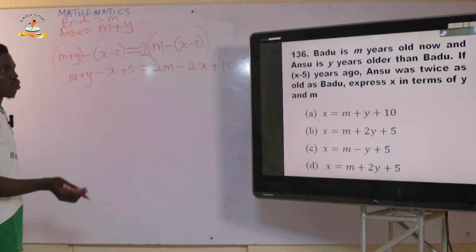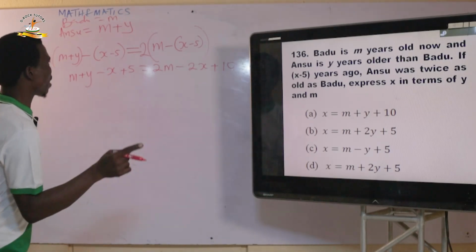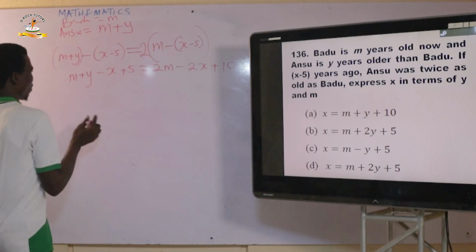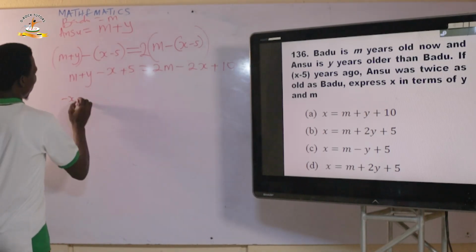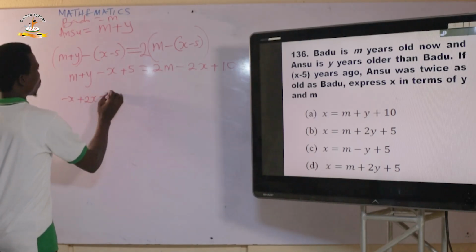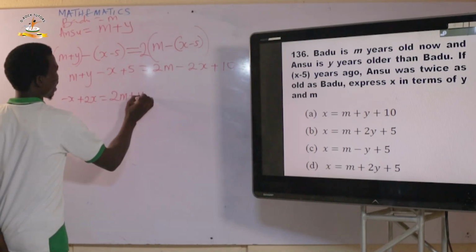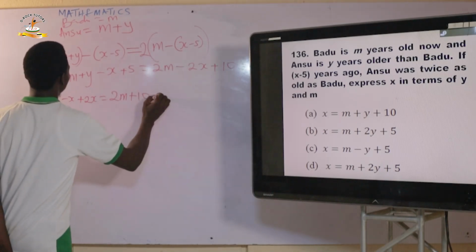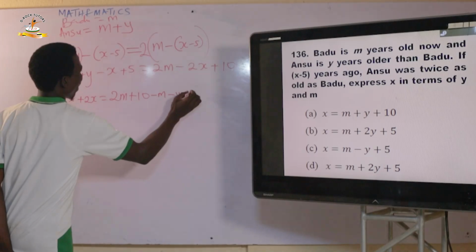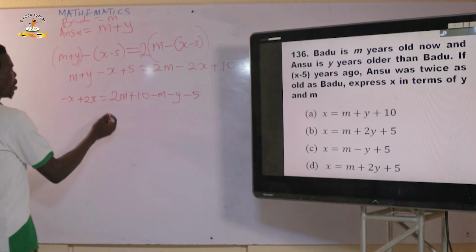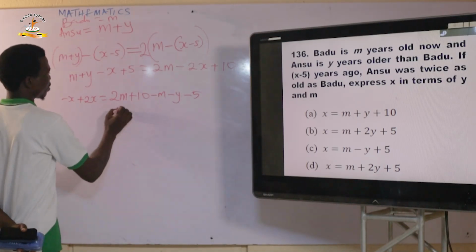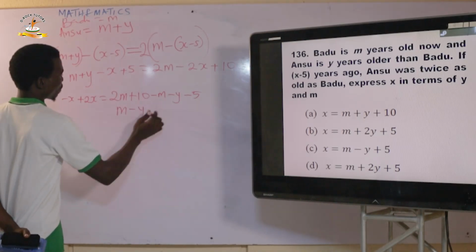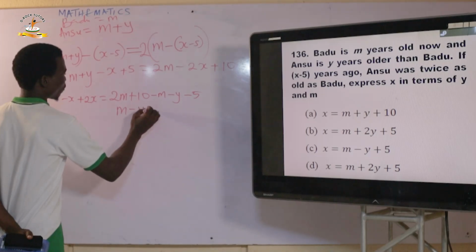So with this, I have to express x in terms of y and n. So I make x to be one side and the other in the other side. So minus x, I'm bringing 2x here, plus 2x must be equal to 2n plus 10. That's all that is left here. Then I bring every other thing here down, minus n minus y minus 5. So with this, I have 2n minus n is simply n minus y, and 10 minus 5 is 5, plus 5.